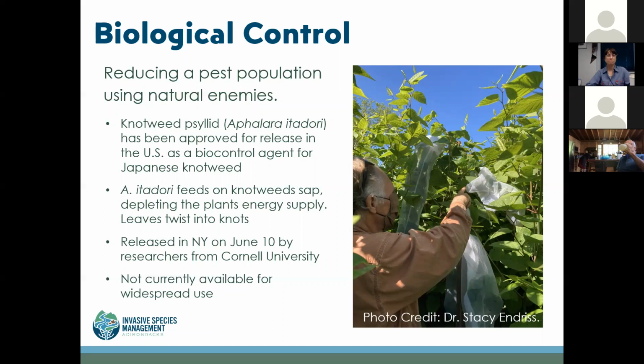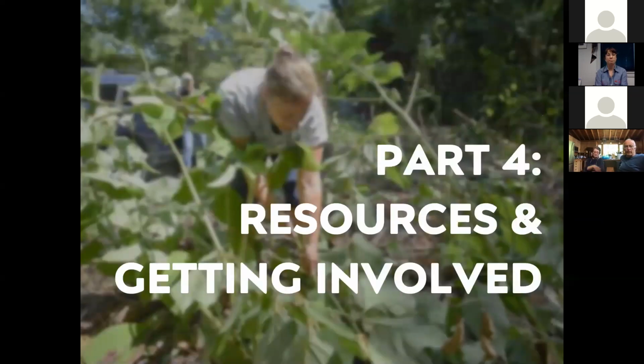So this is a management technique that is on the horizon, but not yet available for widespread use. And in the long term, biological control is really the only long-term solution for a very widespread species like knotweed. So we'll be looking at this closely as it develops over the coming years. And with that, I am going to be passing things back off to our co-presenters.